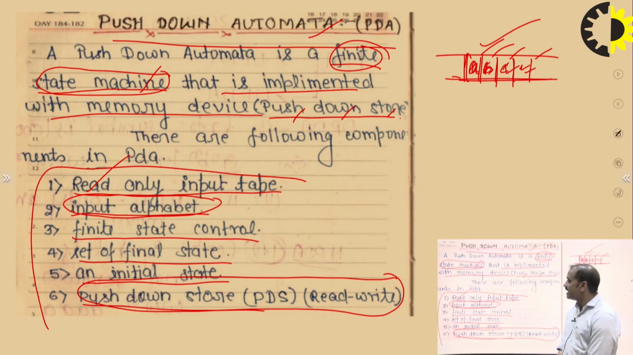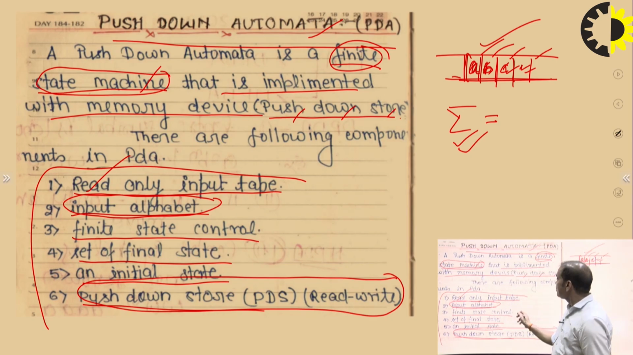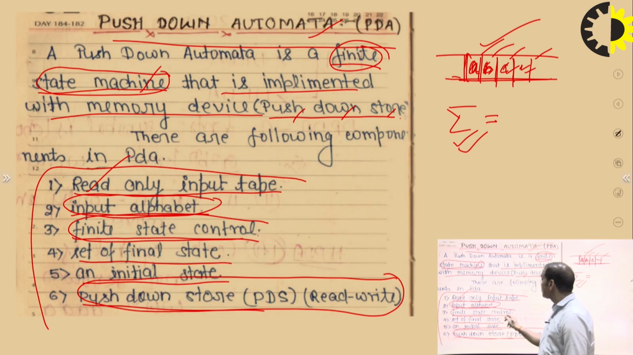Next one is the input alphabet. This is denoted by sigma. That means the set of input alphabet. Next one is the finite state control. That is the transition control. How the machine is controlled is the part of finite state control.